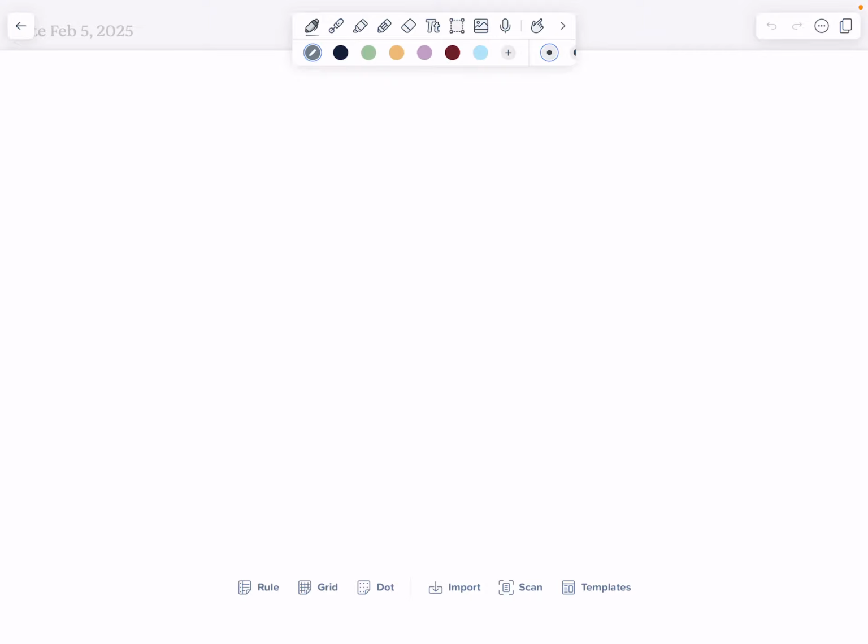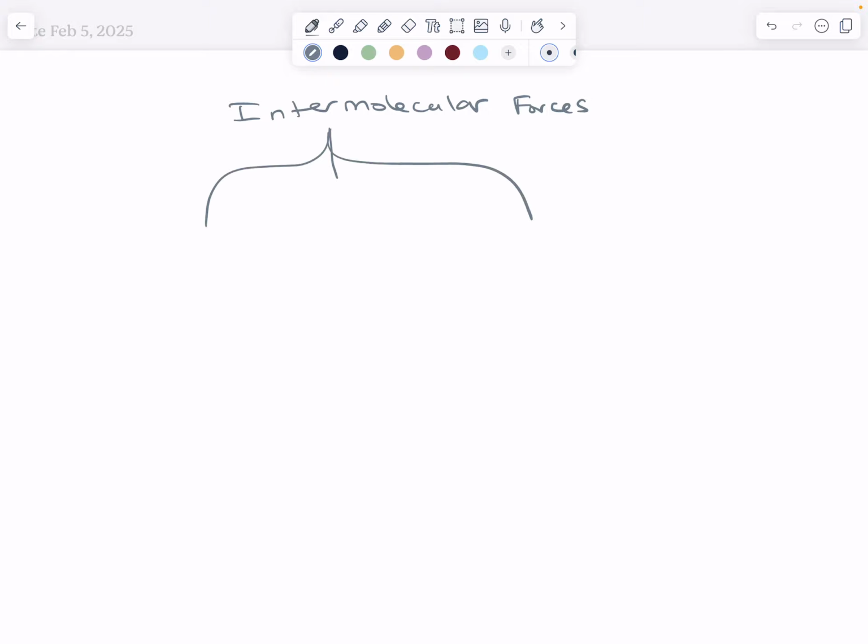Okay, I've gotten a few requests for this, so I'm just going to quickly do a video over intermolecular forces and specifically how those impact boiling point and solubility. So intermolecular forces are the ones that we're going to talk about in organic chemistry. There's three main ones, and that is dispersion forces, dipole-dipole, and hydrogen bonding.